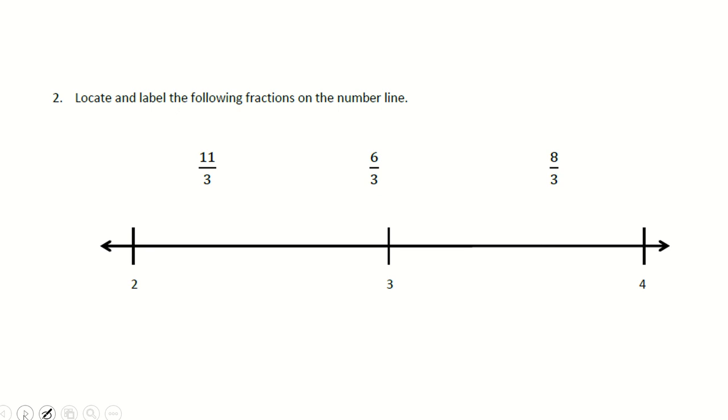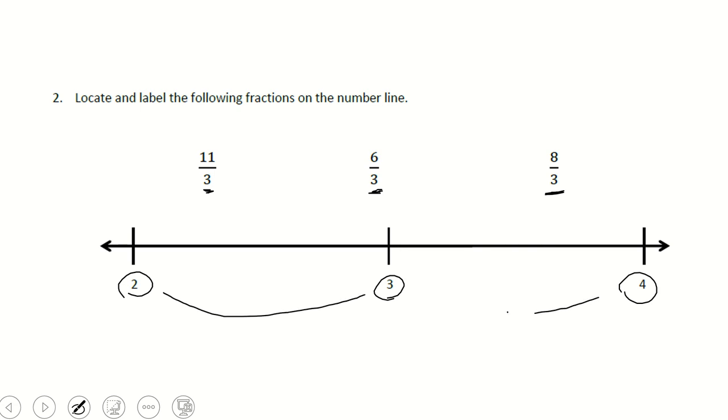Okay, number 2. We're going to locate and label the following fractions on the number line. The first thing I'm going to look at is my denominator. It is a 3 on all of them. So I know that I am going to have 3 equal parts within each whole. If I look on my number line, I go from 2 to 3 to 4. So remember, I'm dividing each one of these into 3 equal parts. So from 2 to 3, I'm going to divide it into 3 equal parts. From 3 to 4, 3 equal parts.